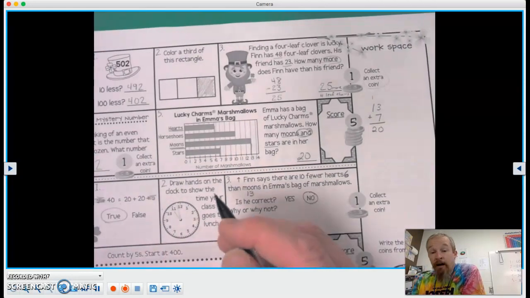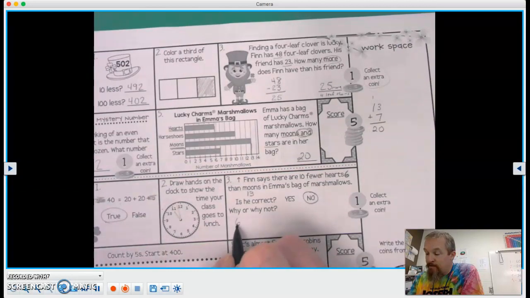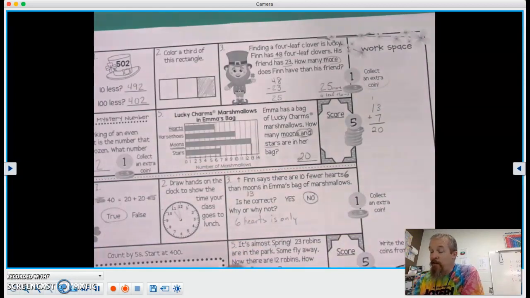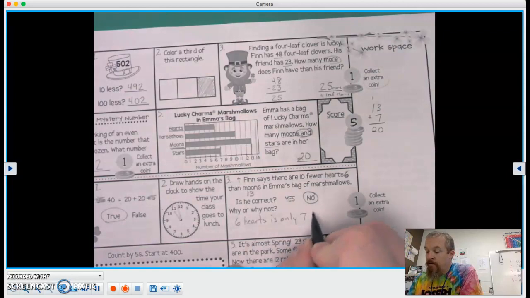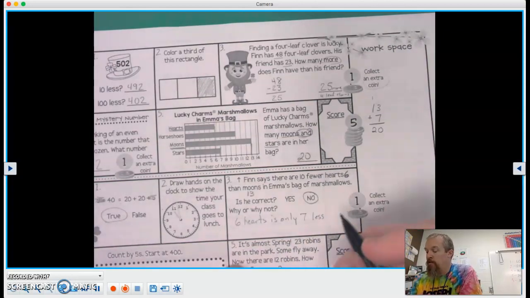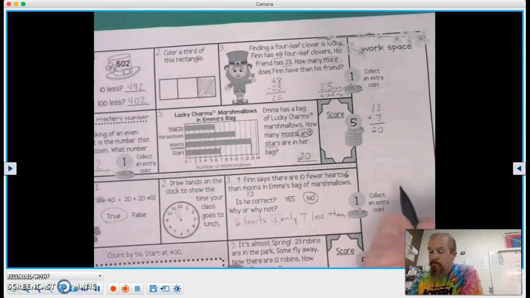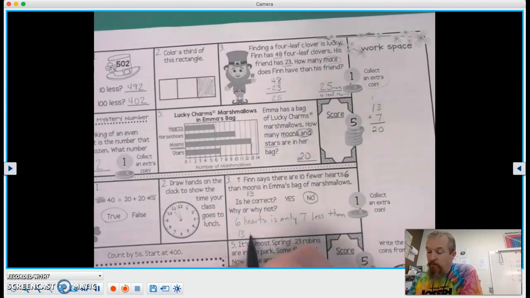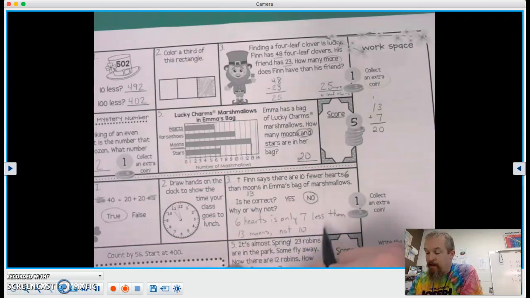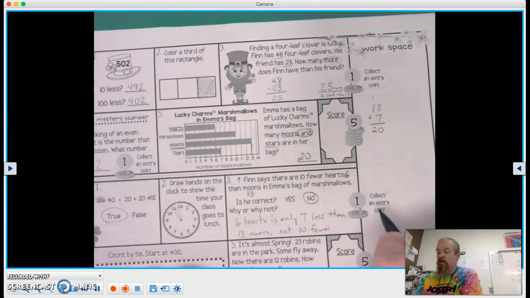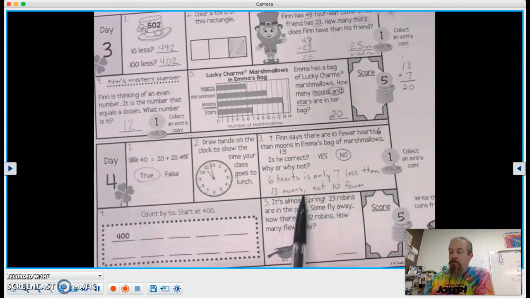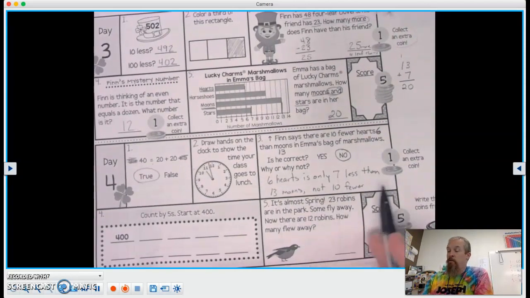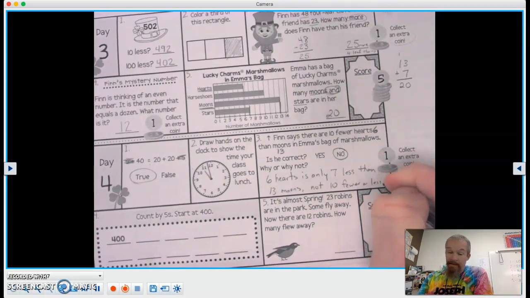So we could say because 6 hearts is only 7 less or fewer than 13 moons, not 10 fewer or 10 less. So 6 hearts is only 7 less than 13 moons, not 10 fewer or less.